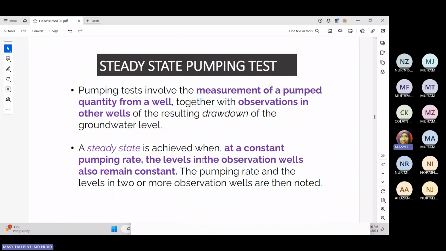Okay, a steady state is achieved when at a constant pumping rate, the levels in the observation wells also remain constant. So the pumping rate and the levels in 2 or more observation wells are then noted. So kita akan ada constructed well, kemudian kita akan provide lah observations well. So observations well ni dia akan measure the head difference between well 1 dan juga well number 2.